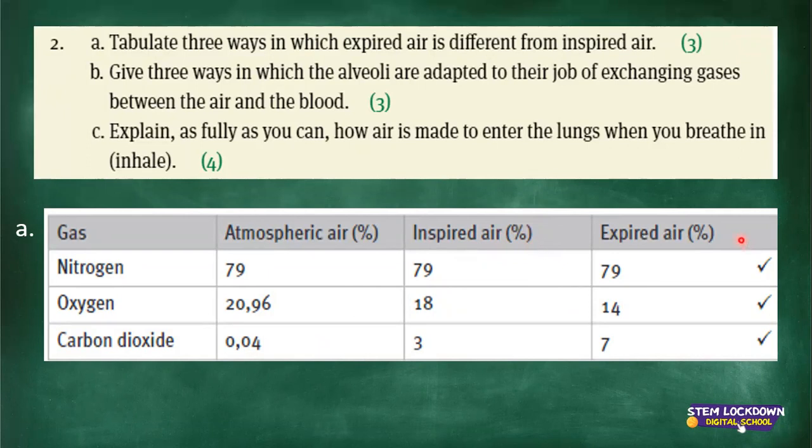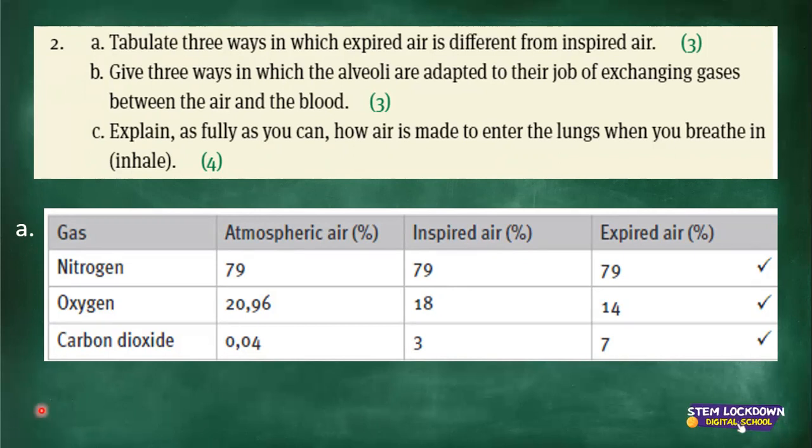And then it's the expired air, the air that you exhale. You inhaled 79%, you will exhale 79%. You inhaled 18% of oxygen, but you only exhaled 14% oxygen. You inhaled 3% of carbon dioxide, but you exhaled 7% of carbon dioxide. And there are various reasons for this. I'll go through them one by one.